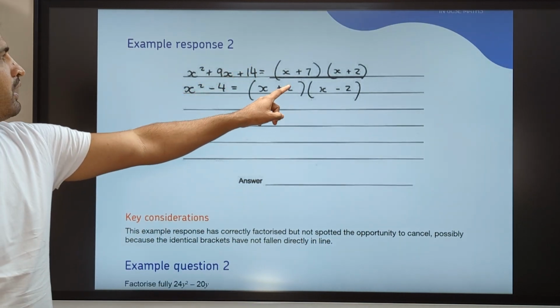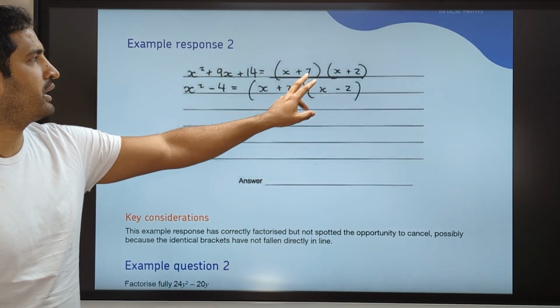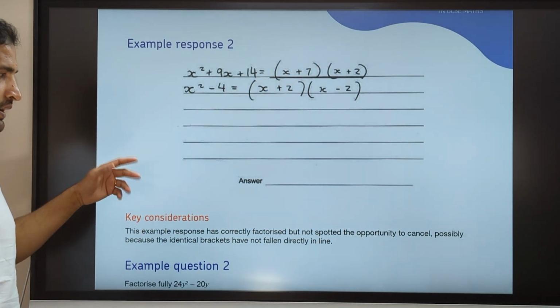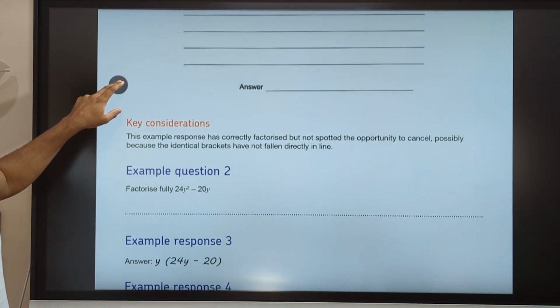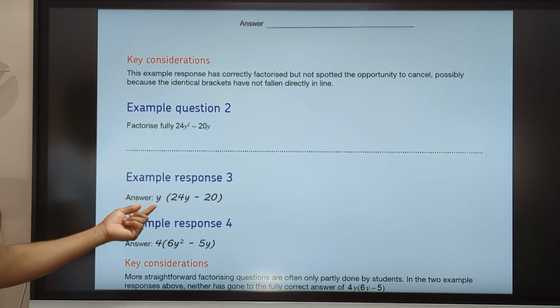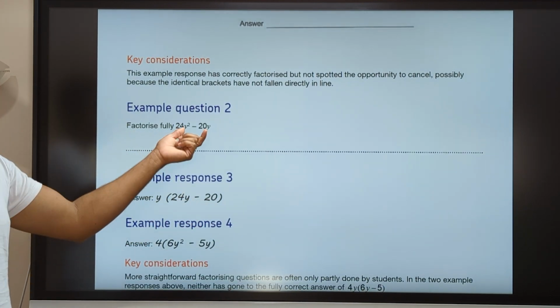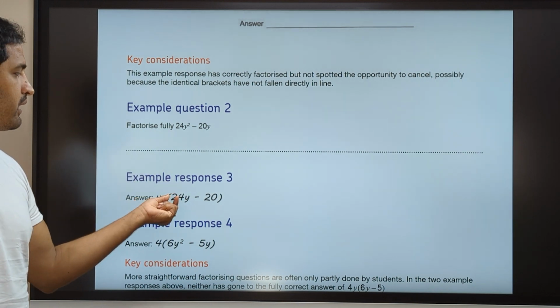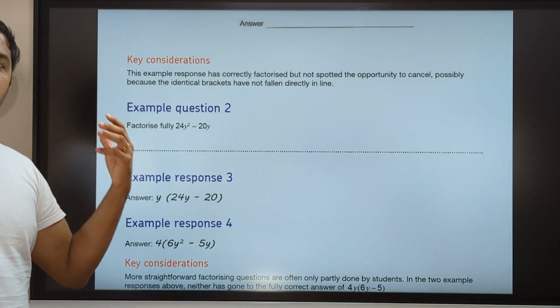Again, if they've not cancelled it out, you still get 1 mark for simplifying, factorizing it anyway. Another question similar to that is factorize this. So what we can do is just factorize y out, but then you're not fully factorizing it. Why? Because 24 and 20 have 4 in common.